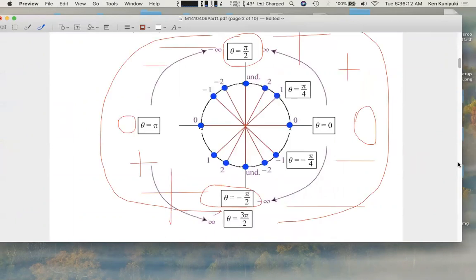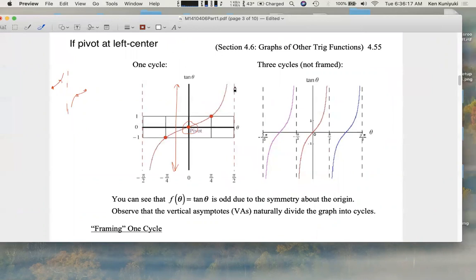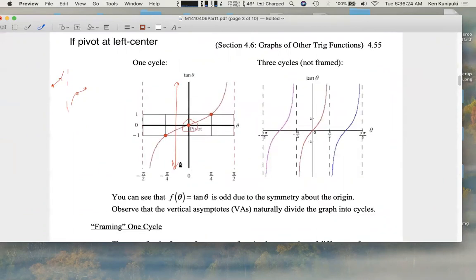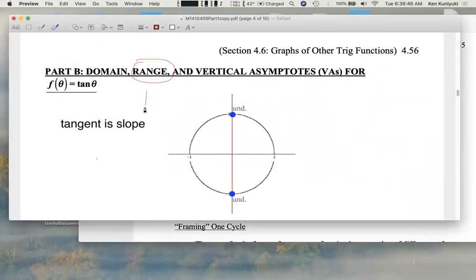If you look at even just one cycle, remember the y-coordinates here are the tangent values, the y-coordinates here are the slopes on the unit circle. And again, what are the tangent values we pick up? We pick up all real numbers as y-coordinates, as tangent values. That's why these snakes are infinitely tall in both directions, up and down. Any real number can be a slope. The range of tangent is all real numbers.